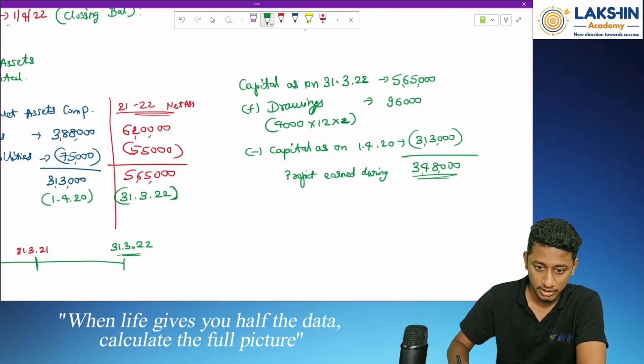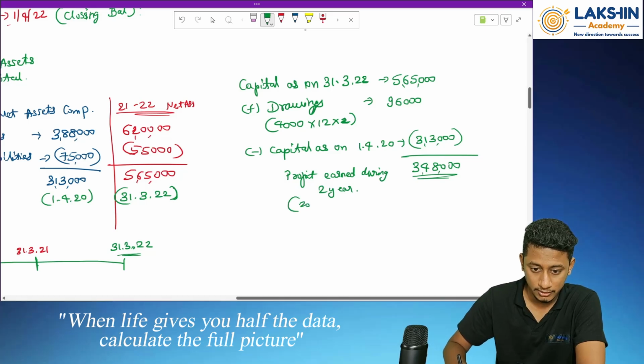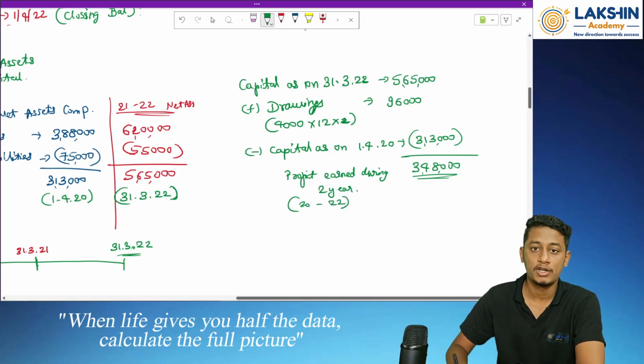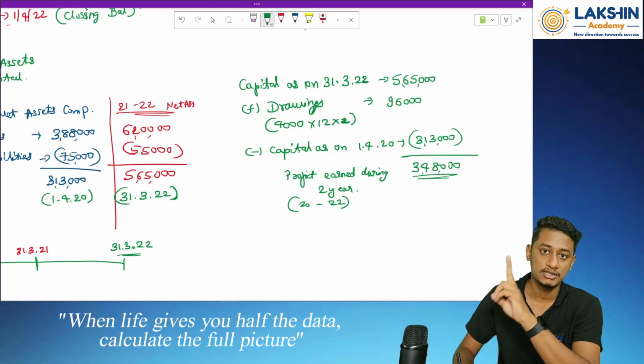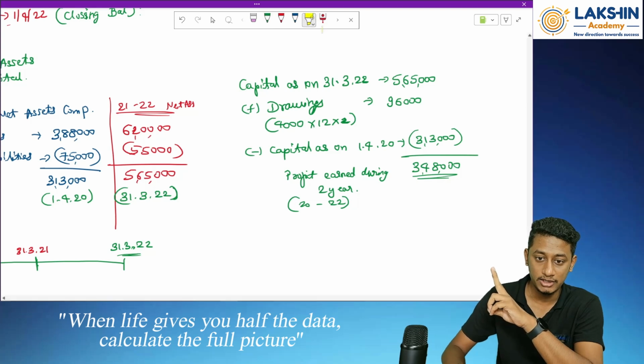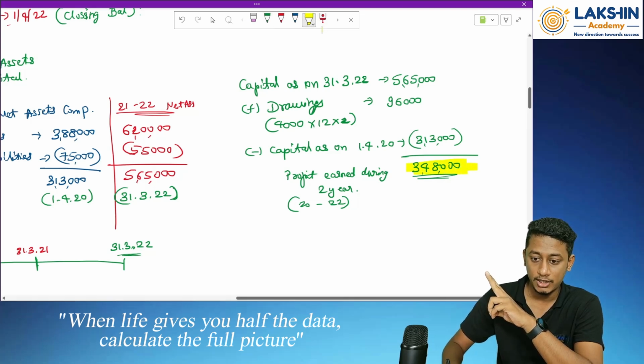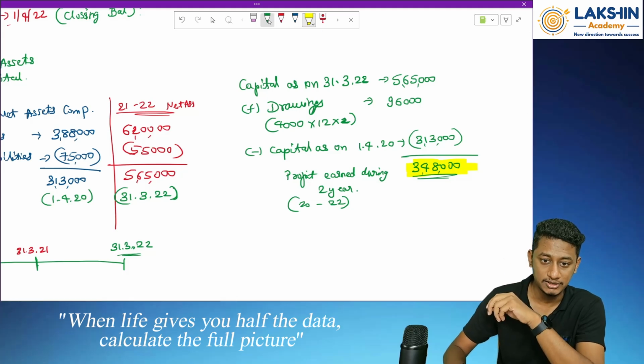3,48,000 is the profit earned during 2 years, that is 2020-21 and 2021-22. For 2 years, the profit whatever I have earned is this much. Now, let us see how much is the actual income declared by the person, by Srimurti.